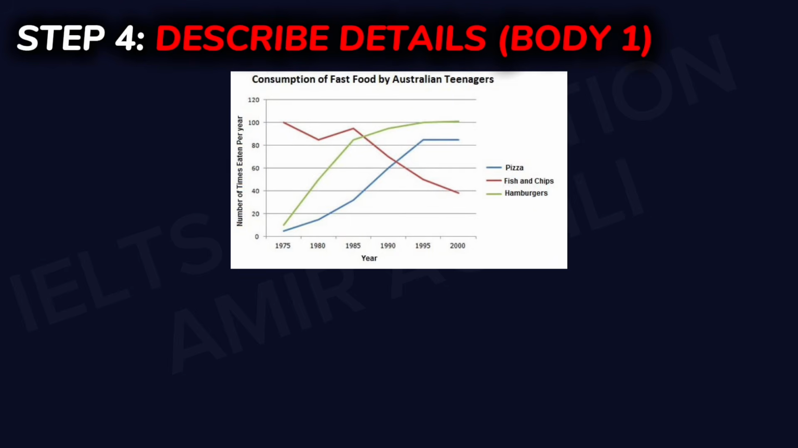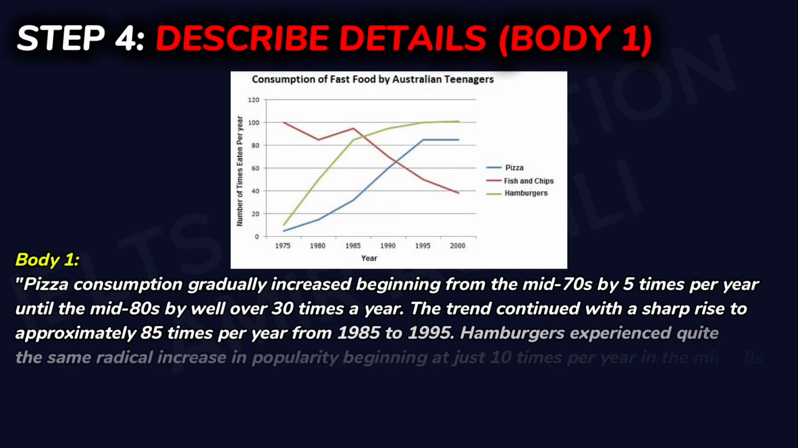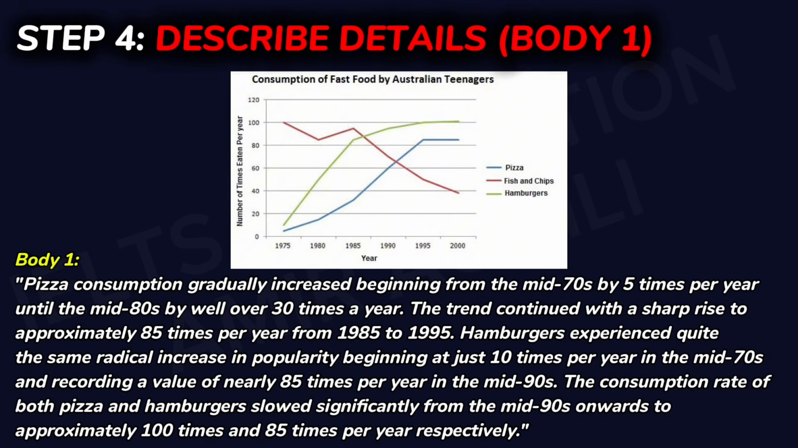So here we have the same example for consumption of fast food by teenagers in Australia. Pizza consumption gradually increased beginning from the mid-70s by 5 times per year until the mid-80s by well over 30 times a year. The trend continued with a sharp rise to approximately 85 times per year from 1985 to 1995. Hamburgers experienced quite the same radical increase in popularity, beginning at just 10 times per year in the mid-70s and recording a value of nearly 85 times per year in the mid-90s. The consumption rate of both pizza and hamburgers slowed significantly from the mid-90s onwards to approximately 100 times and 85 times per year, respectively.